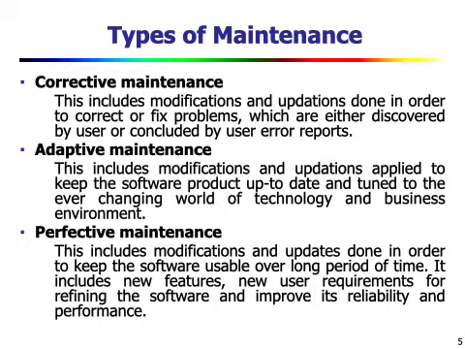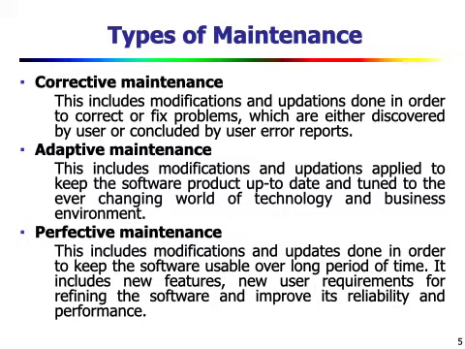Then second is adaptive maintenance. Adaptive maintenance includes updations and modifications applied to keep the software product up to date and tuned to the ever-changing world of technology and business environment. That is, you have to adapt to newer technologies or business environment. You need to make some kind of modifications and updations, and that comes under adaptive maintenance.